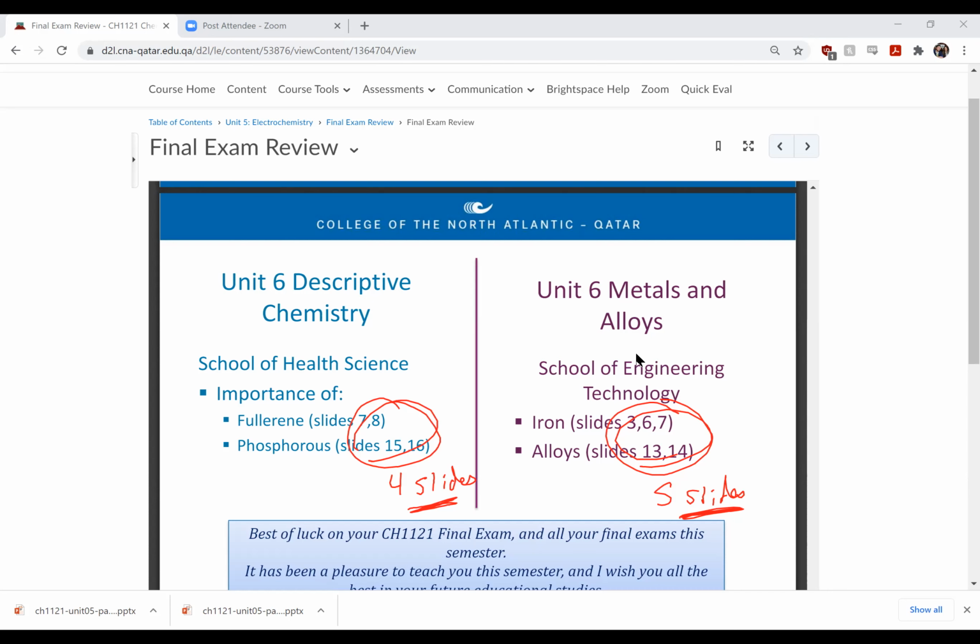Okay, so see you guys, you can leave. No, Aman, so in the final, when you're doing your exam, you do the section that's related to you. So Aman, if you're health science, you do the health science part. If you're engineering, you do the engineering part.